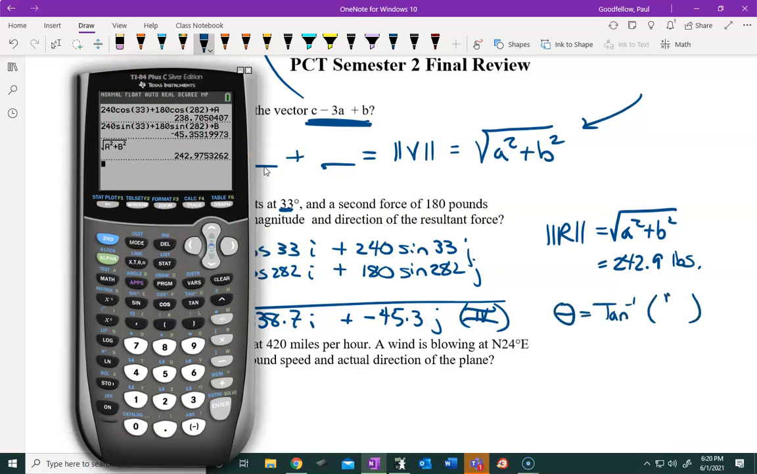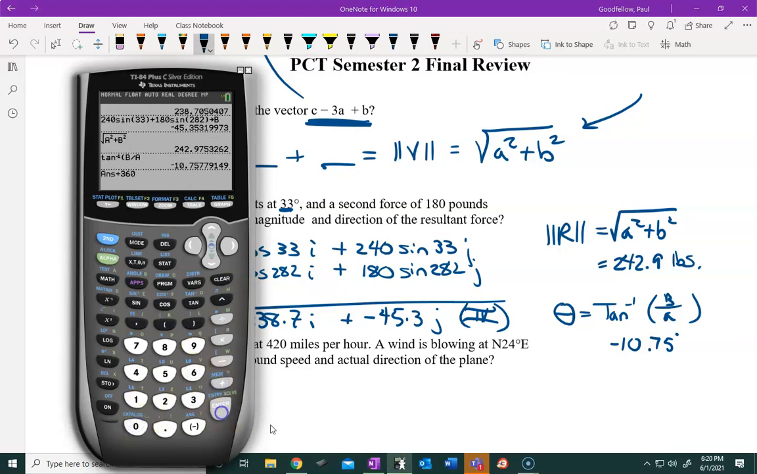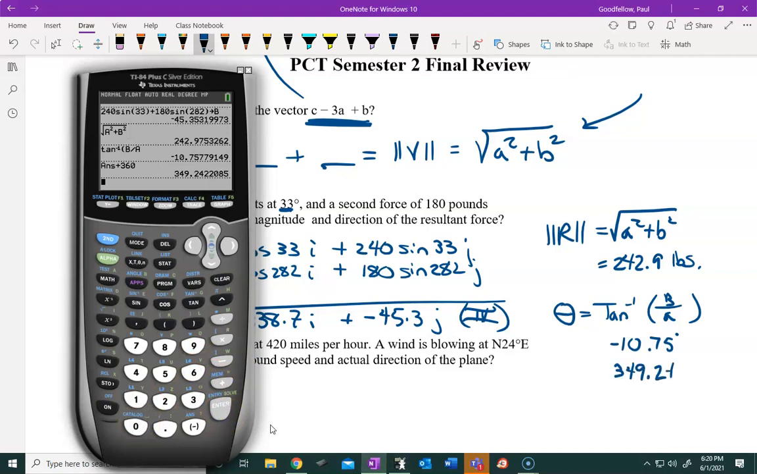And the direction, this is the one you've got to be a little tenuous about. Just make sure that your direction makes sense based on where your vector is located. The inverse tangent of alpha b divided by alpha a, and I'd get negative 10.75 degrees. Now, be careful. That is in the fourth quadrant, but since they're dealing with full angles, I think they'd probably want that angle expressed as a positive, which would be 349.24 degrees. And that would be definitely in the fourth quadrant.